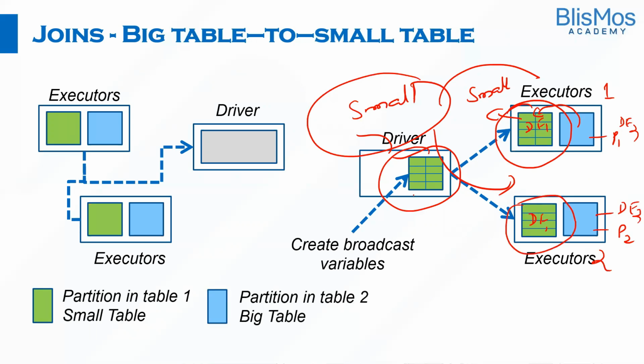Since this data frame is small enough to fit into the memory of this executor, this will be sent, or this will be broadcasted from the driver to all the executors. So that way there is no need of data exchange here, because whatever the records of the data frame 1 need to be joined with the data frame 2, that will be there here only.